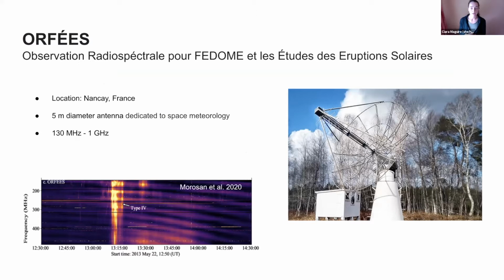And the first ground-based instrument that you're going to be looking at is an instrument called Aoife. I won't murder the French pronunciation of the whole name of it, but it is this 5-meter diameter antenna that you see here, located in Nancy in France, measuring a frequency range in the gigahertz into megahertz, so 130 megahertz to 1 gigahertz. And you have a nice example here of some observations from Aoife. I think Diana might have presented this earlier, showing a nice bright type 4 radio emission. So that's looking at radio emission really low down in the solar corona.